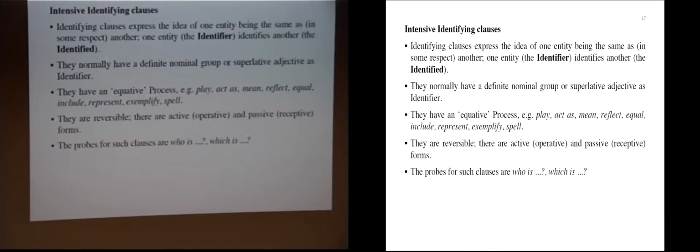So the identifying clauses are different from the other ones because they express the idea of one entity being the same as another in some way. So you've got two things you're equating. One is called the identifier, and that identifies the identified. These things are kind of fluid, depending on the context, as to which is the identifier and which is the identified. They normally have a definite nominal group and a superlative adjective.